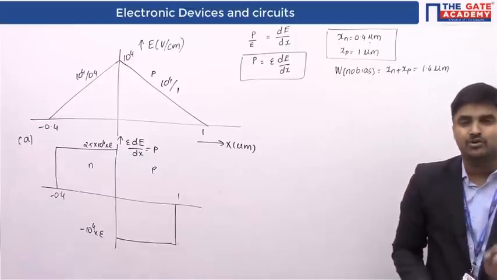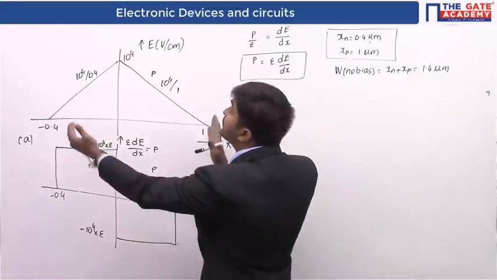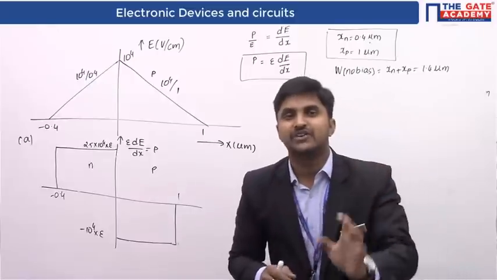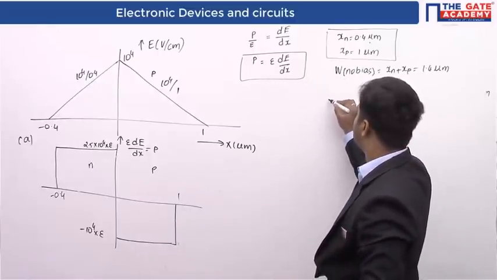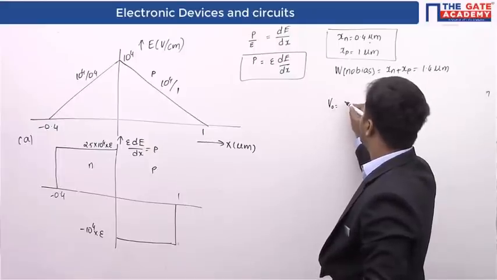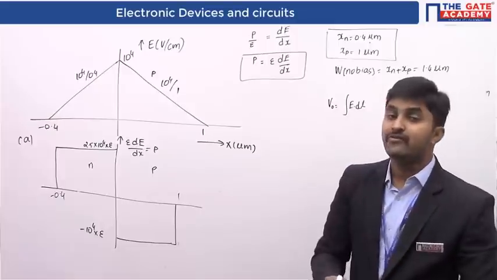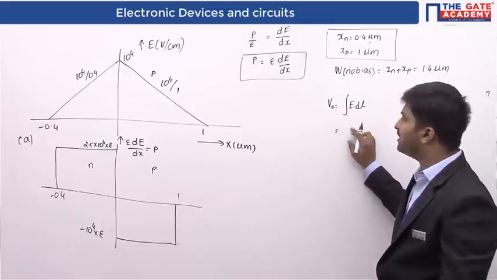The second part of the question is that we have to find out the built-in potential, or the potential difference in the depletion region. We know the potential difference in the depletion region is given by V naught, which is the integral of E dot dl. When you integrate the electric field, we will always get the potential difference.